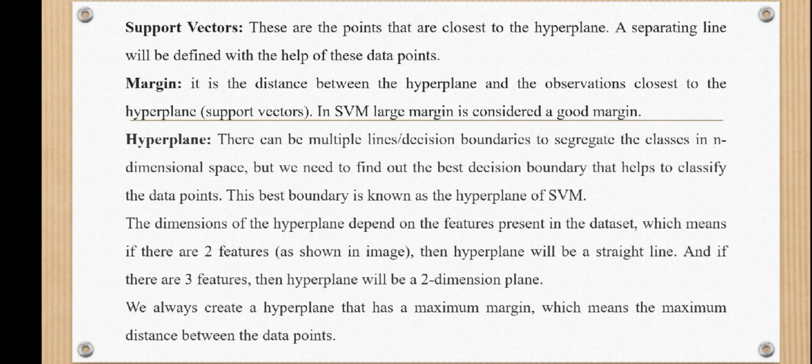Hyperplane. There can be multiple lines or decision boundaries to segregate the classes in n-dimensional space, but we need to find the best decision boundary that helps to classify the data points. The best boundary is known as the hyperplane of SVM. The dimension of the hyperplane depends on the features present in the data set, which means if there are two features, then the hyperplane will be a straight line, and if there are three features, then the hyperplane will be a two-dimensional plane. We also create a hyperplane that has maximum margin, which means the maximum distance between the data points.